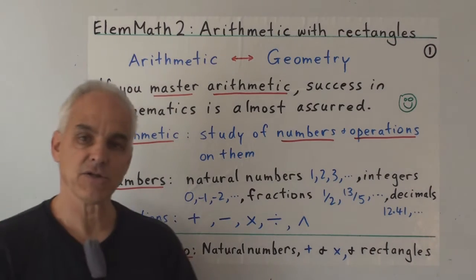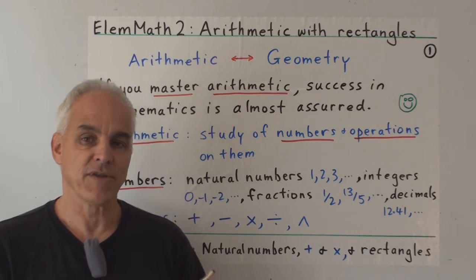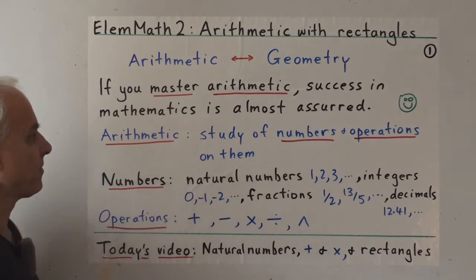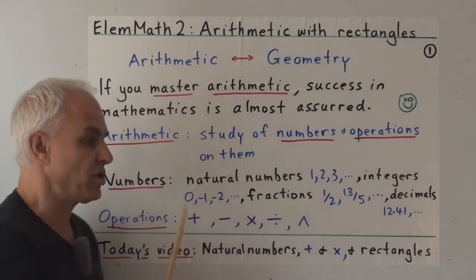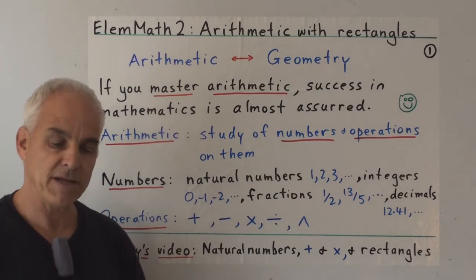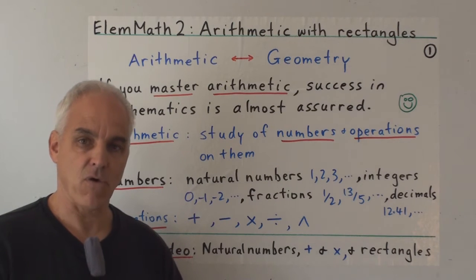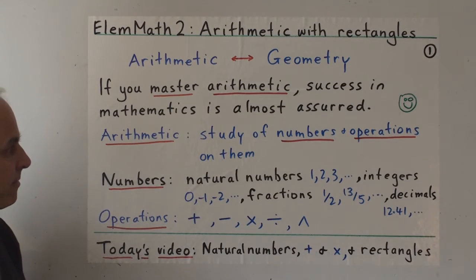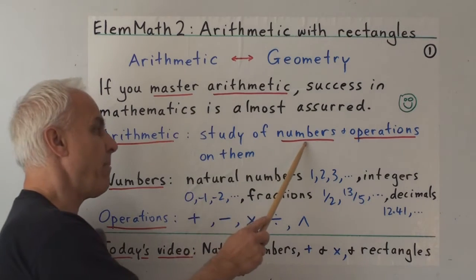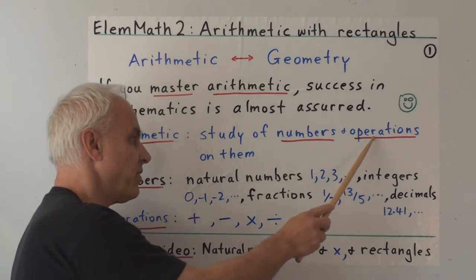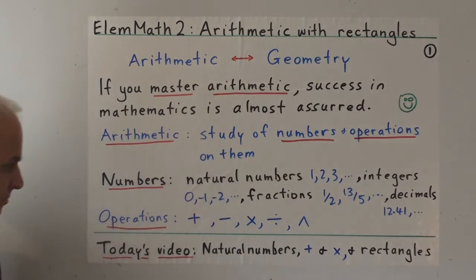Now, it's well known that in the years K to 6, most of the mathematics that students tackle concerns arithmetic. And it's probably not too much of an exaggeration to say that if you master that arithmetic, then success in mathematics is almost assured, because it forms the foundation for almost all subsequent work in the subject. Well, what is arithmetic? Broadly, we can say that it's the study of numbers and operations on them. So there are two key operational words here, numbers and operations.